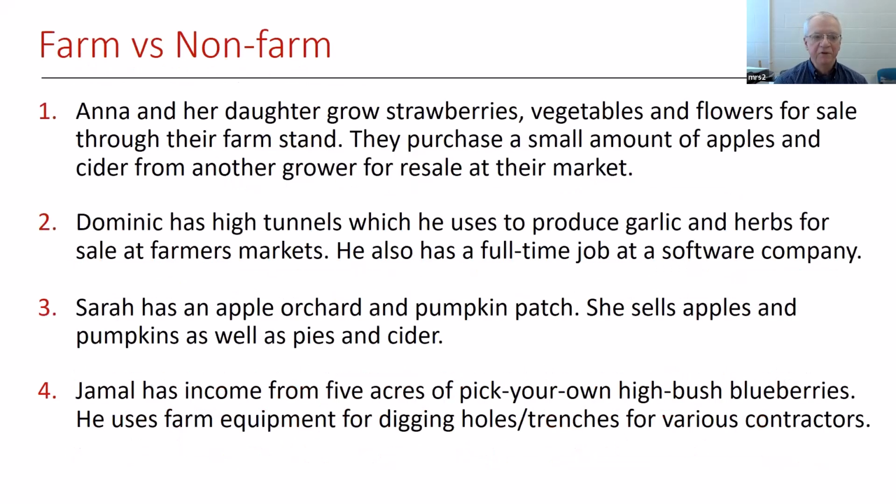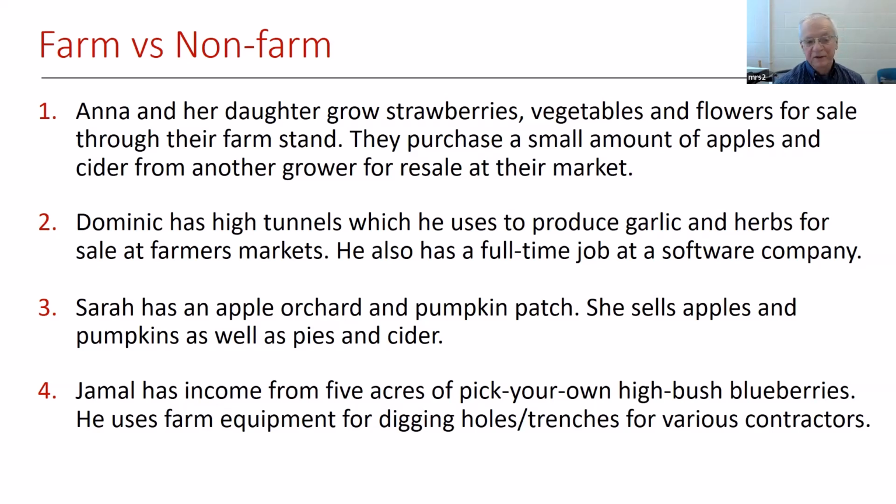Okay. Farm versus non-farm, a few quick examples. In this first example, we have Anna and a daughter growing fruits and vegetables for sale through their farm stand, obviously an agricultural business. They also purchased a small amount of apples and cider from another grower for resale at their operation. Probably it's going to be listed on their Schedule F as other income. And since it's not a significant part of their overall farm sales, it's not going to be an issue with regards to whether they're reporting it on a Schedule C or a Schedule F.